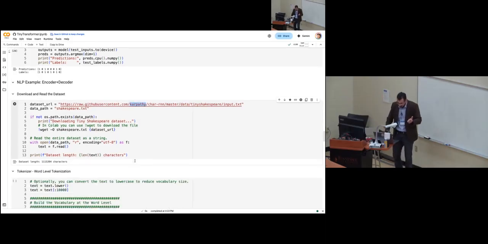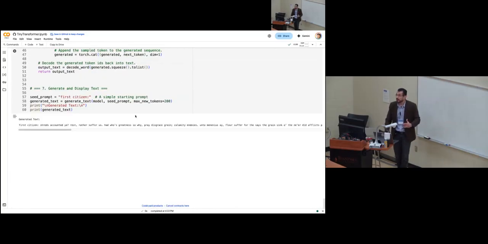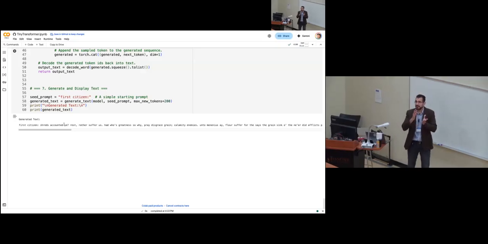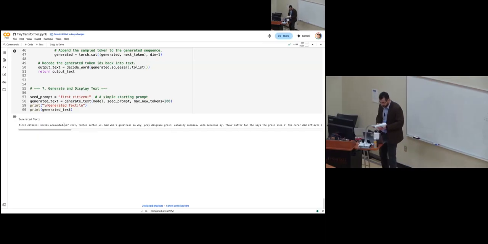So here you have the data set and the model and everything. It just takes a while training, and I tried to make the training much faster and only train on a very small portion of the data. But if you do that, it generates things. For example, it says "first citizen shreds accounted ye," right? It doesn't really make that much sense. The model is small and not trained very well. But if you have time or GPU, you can play around and do it on your own time. So you should have access to this as well.